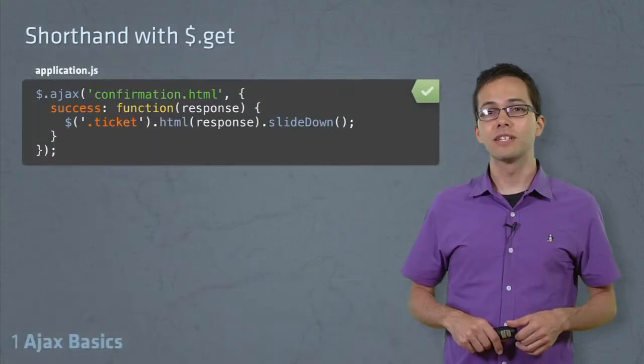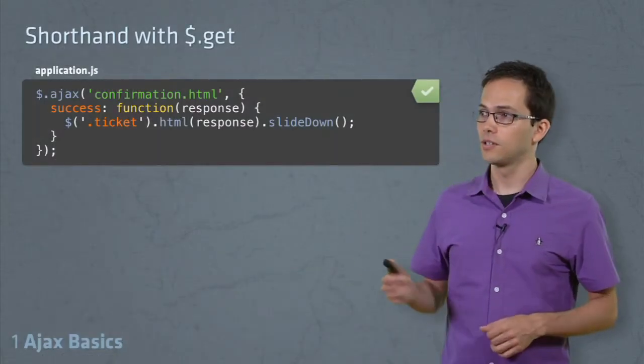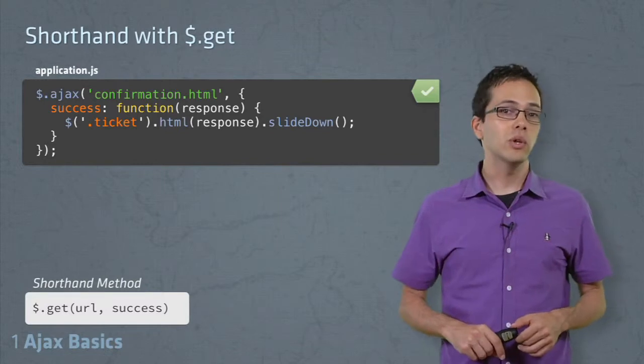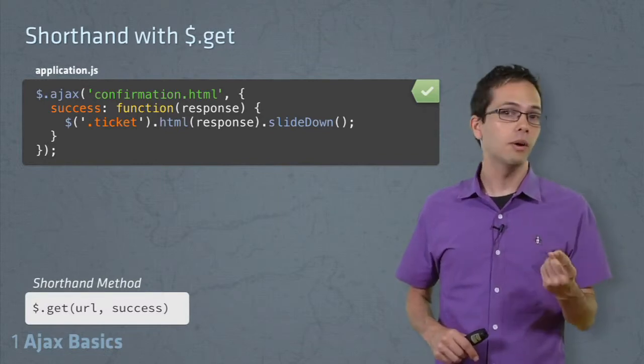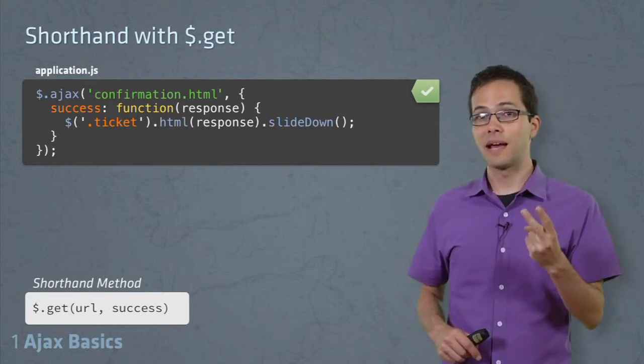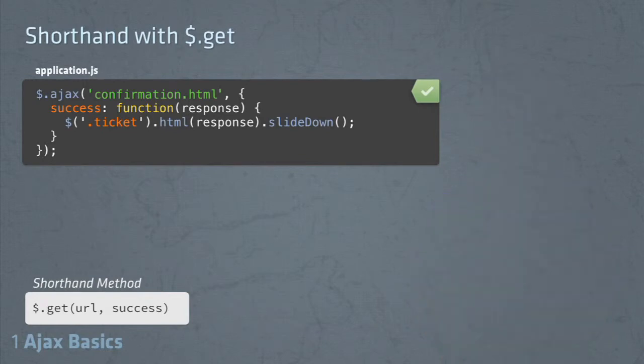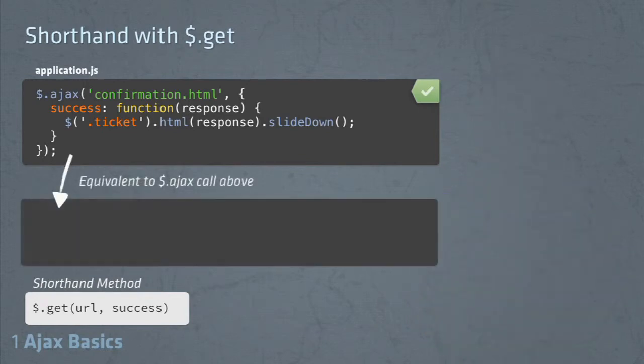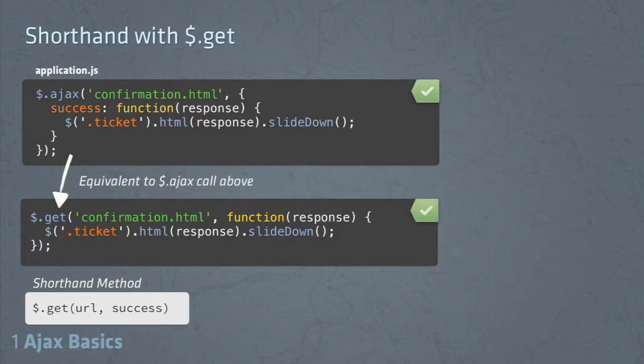There's another method for doing simple Ajax calls in jQuery, using the get method, which only takes two parameters, the URL and what to do when it gets back a successful response. So if we were to rewrite this request using the get function, it would look something like this.